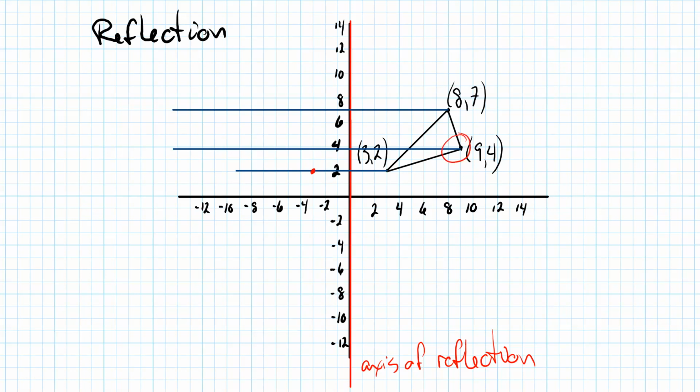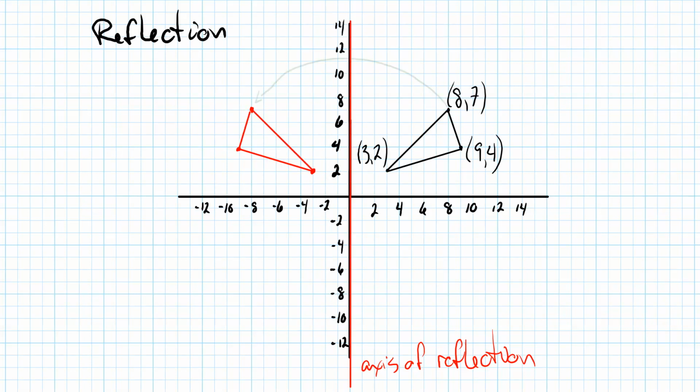For this one, instead of going over 9 and up 4, we're going to go to the left 9 and then up 4. And this one, instead of going to the right 8 and up 7, we're going to go to the left 8 and up 7. And then join those 3 points together. And you can see we've got the same shape. This line maps to there, that point maps to there, and that one goes to there.